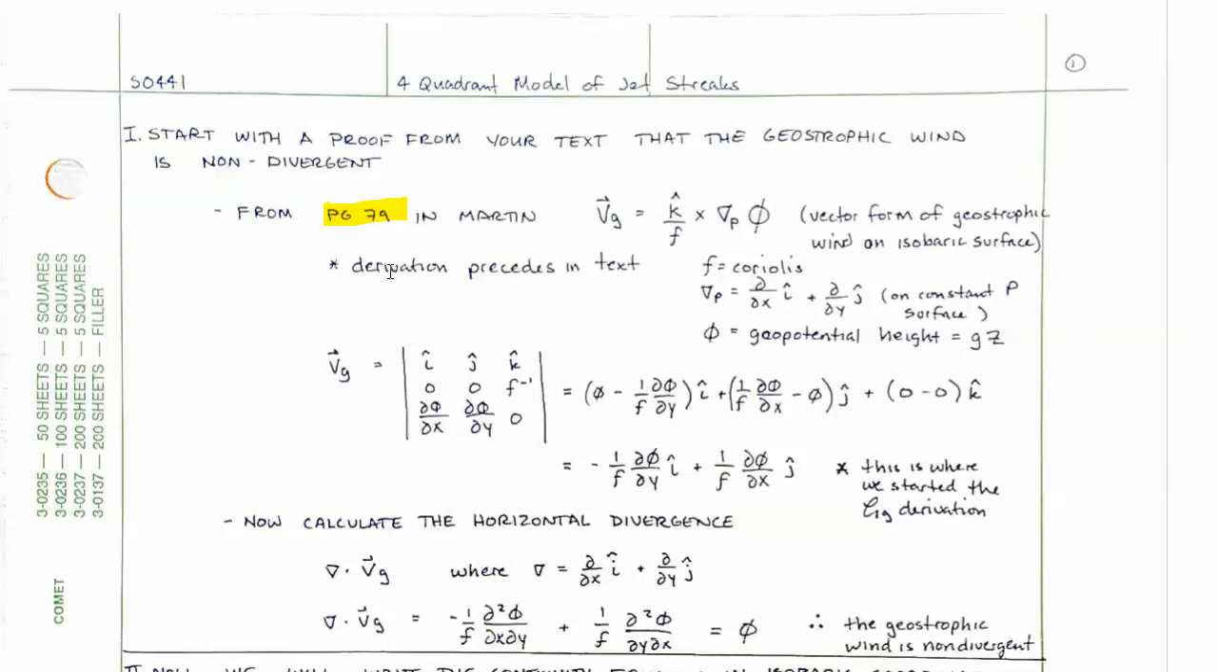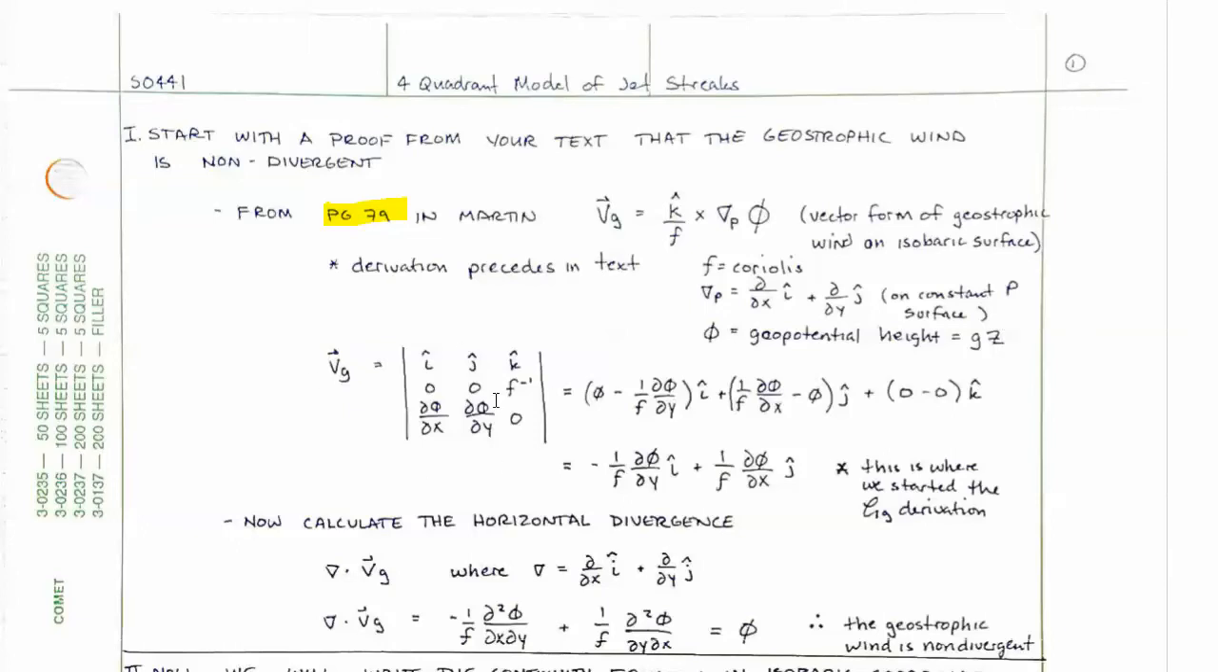If you want to take a look at it, you can go to your text. The derivation actually precedes this in the text. And in the equation, f is what you'd expect, Coriolis. Del p, again, is the gradient on a constant pressure surface. And I believe phi is geopotential height, which is equal to gravity times height, or z.